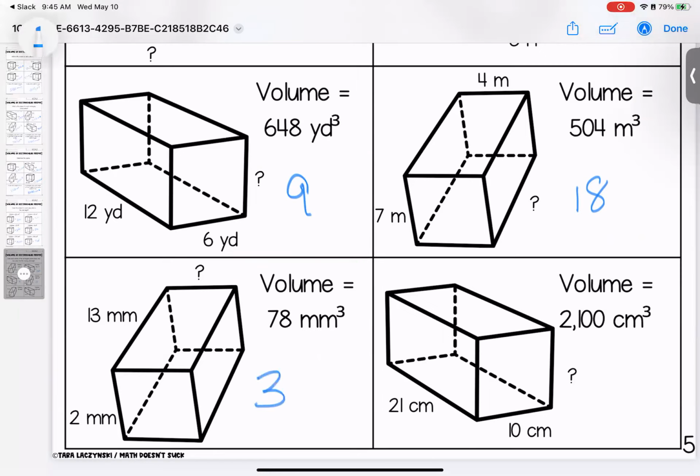And last one, 21 times 10 is 210. When we divide that in, that gives us a missing piece that is also 10.